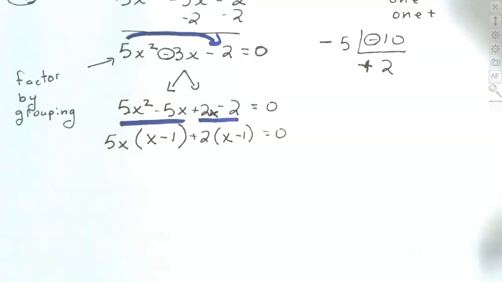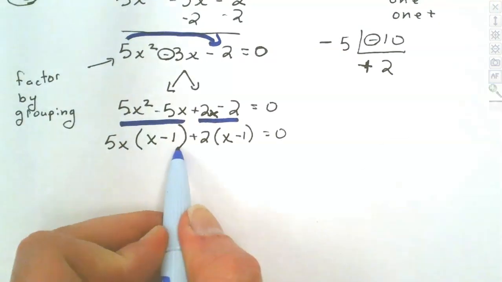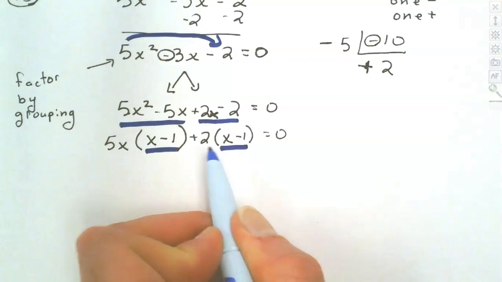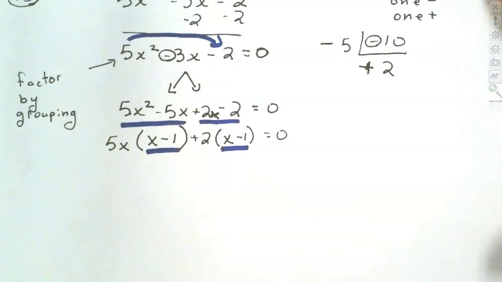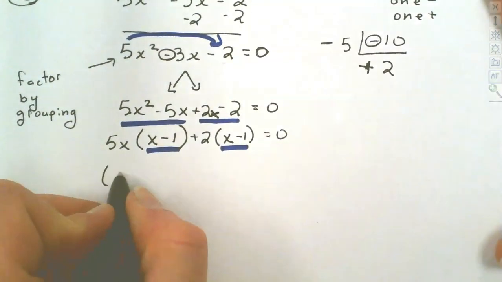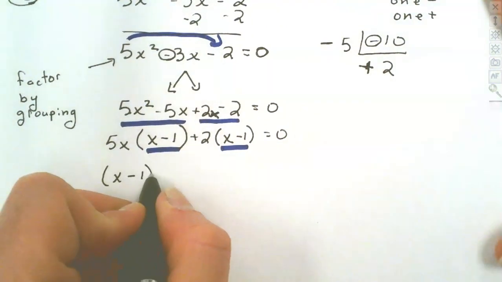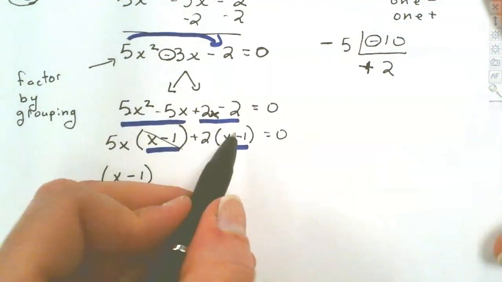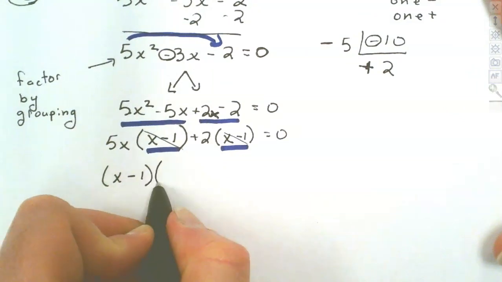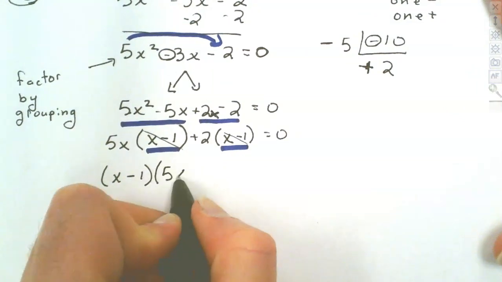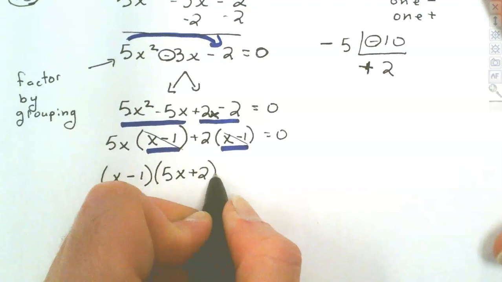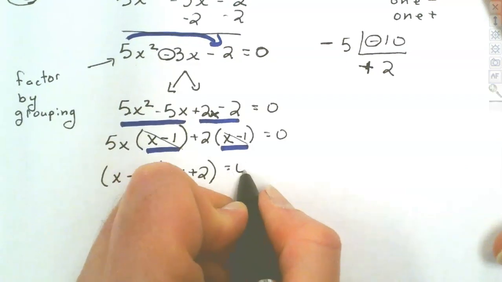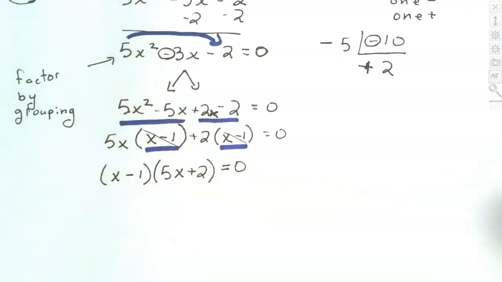Are my groupings here the same? Are my parentheses matching up? Yes. So that means those come out as an x minus 1. That comes out. Gone. Gone. And what's left over? 5x plus 2. Now we have it completely factored down.